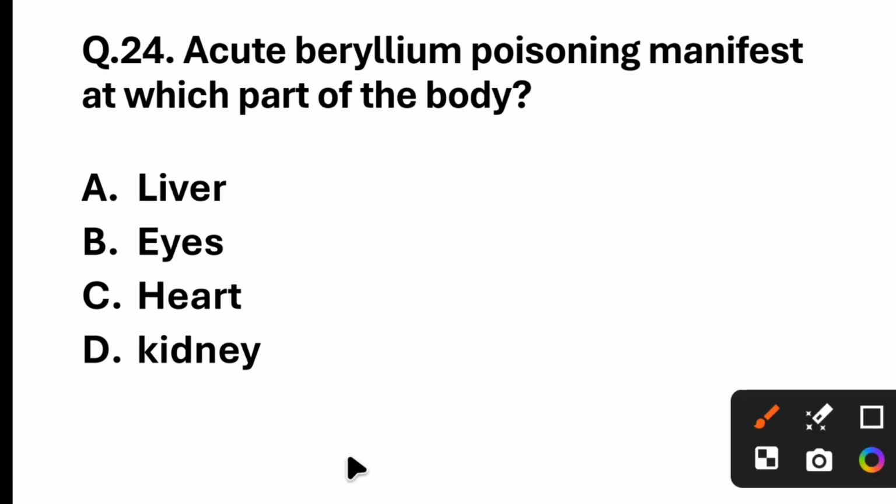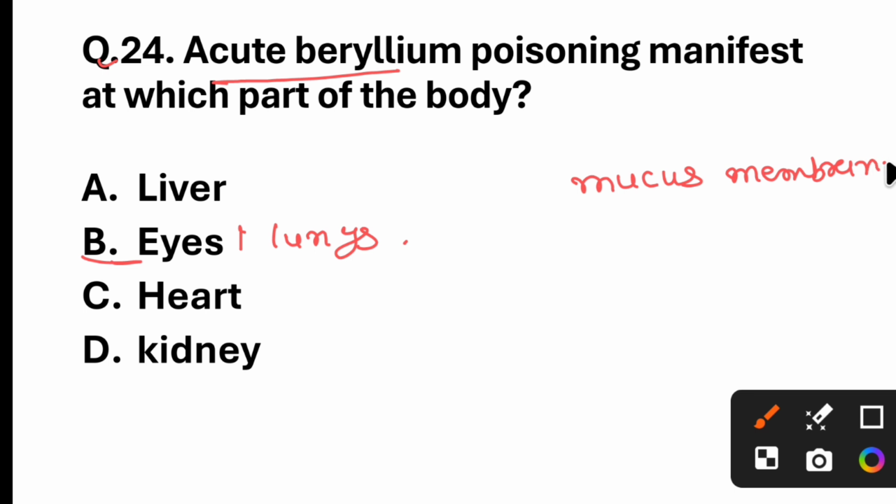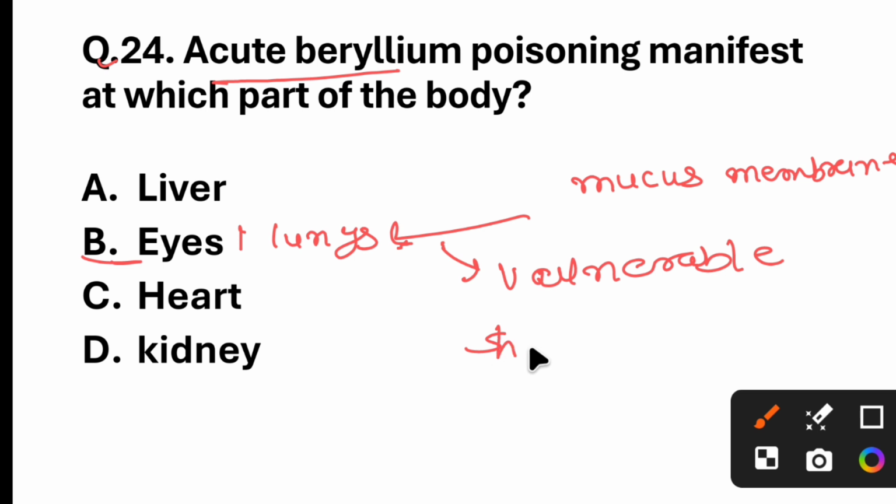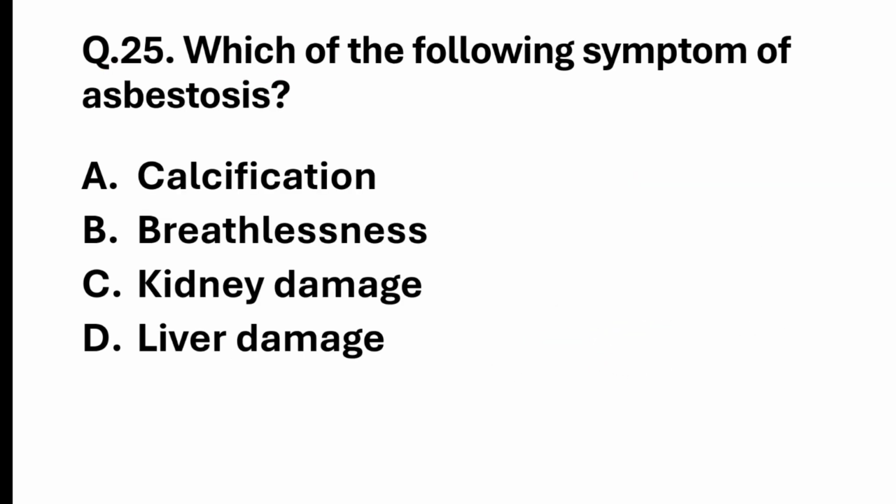Question number 24. Acute beryllium poisoning manifests at which part of the body? Answer option B, eyes. Acute beryllium poisoning affects the eyes and lungs. The mucous membrane of these organs is especially vulnerable to beryllium poisoning. Those are the short-term effects and manifest almost immediately.